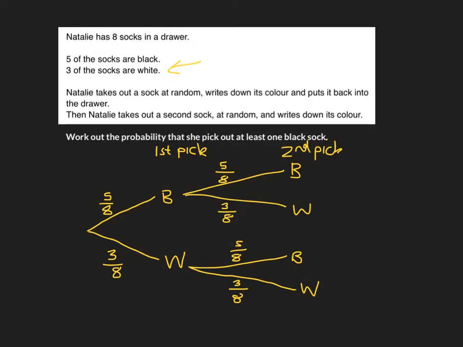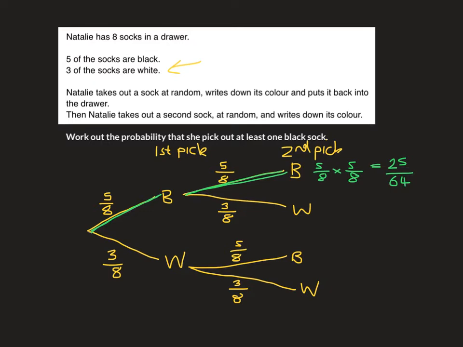At this point, because I've not got many branches, I could work out all of these probabilities, and I'm going to do that now just so I can remind you how these work. So the probability of me taking a black sock to begin with and then another black sock: when we move along these branches, we multiply the probabilities. So I'm going to do 5 over 8 times 5 over 8, and I get 25 over 64. Even if that could simplify, I'm not going to, and I'll tell you why in a bit.